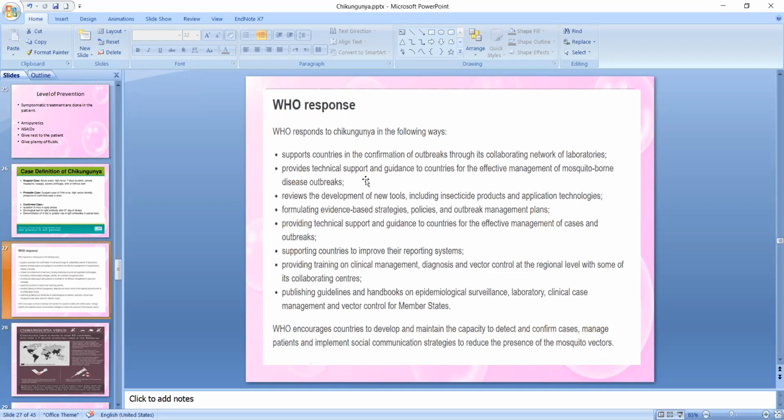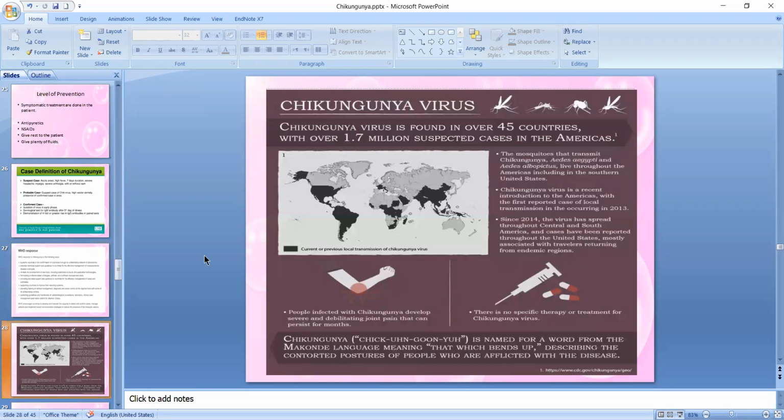Basically, WHO encourages countries to develop and maintain the capacity to detect and confirm cases, manage patients, and implement social communication strategies to reduce the presence of the mosquito vector. Chikungunya virus is a recent introduction to the Americas, where the first case of local transmission was reported in 2013.